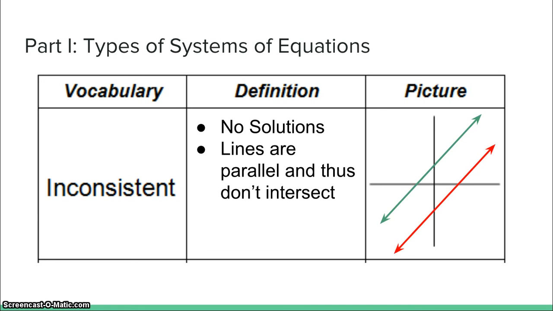So we've got our green line, we've got our red line. They don't cross, and so they don't have any point in common. There's no x and y value that's going to make both of them true, so therefore there's no solution to the system.